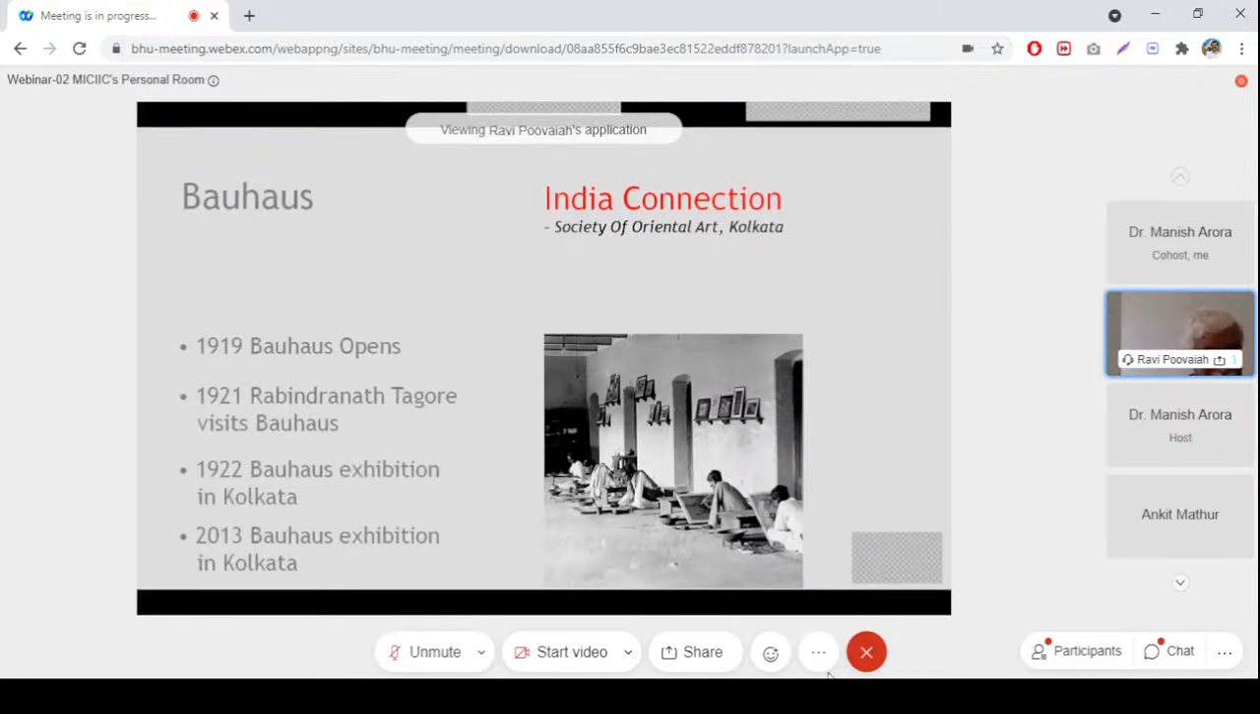In fact, the first exhibition of Bauhaus was held in Calcutta in 1922. As a memorial to that, they had another exhibition of the Bauhaus in Calcutta in 2013. So the big question is, did Rabindranath Tagore get influenced by Bauhaus? Why didn't he bring the philosophy of Bauhaus here?